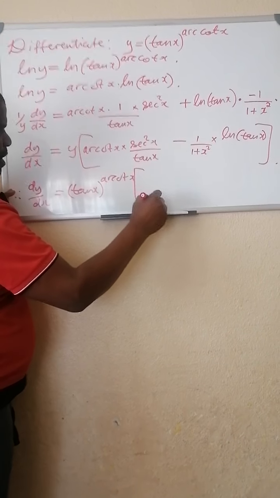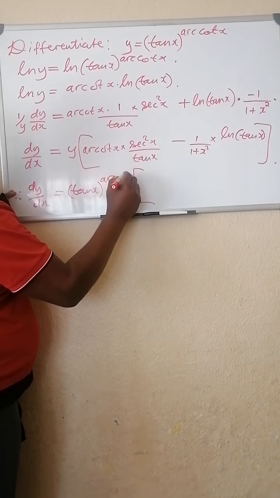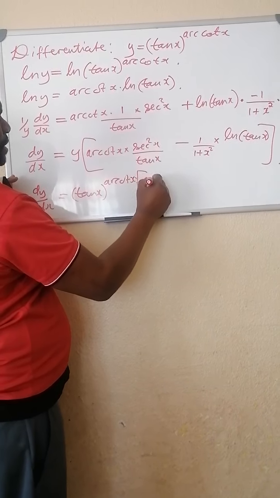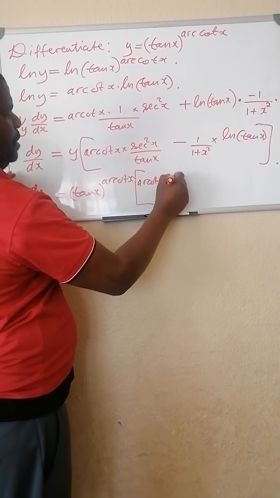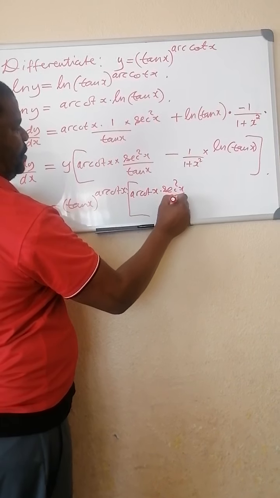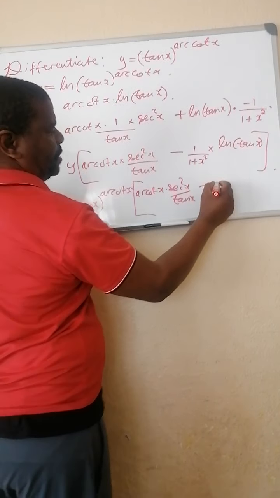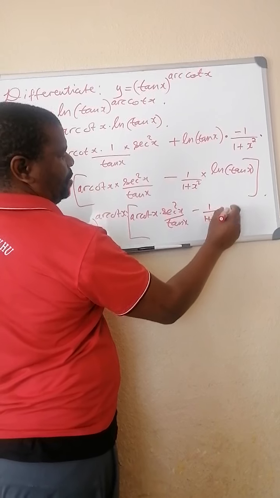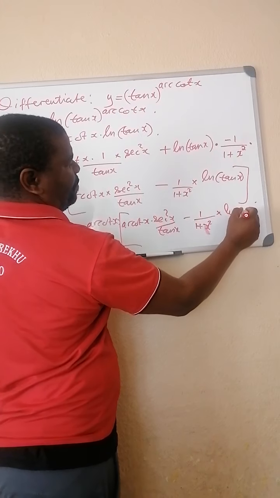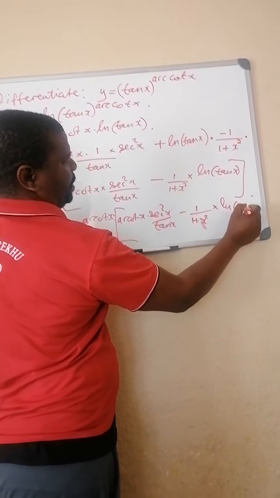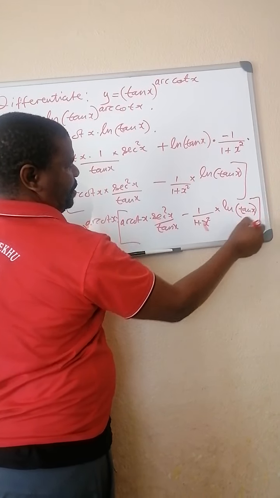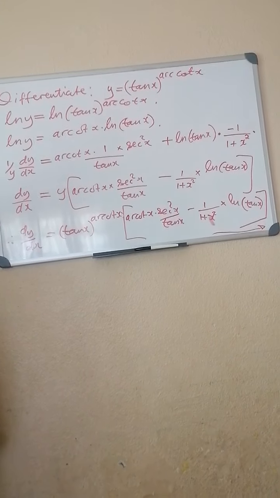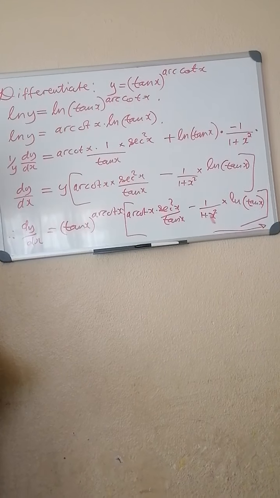So now, I will put this whole part, arc cot x sec squared x over tan x minus 1 over 1 plus x squared times ln of tan x, in brackets. Now this becomes the derivative of this function.